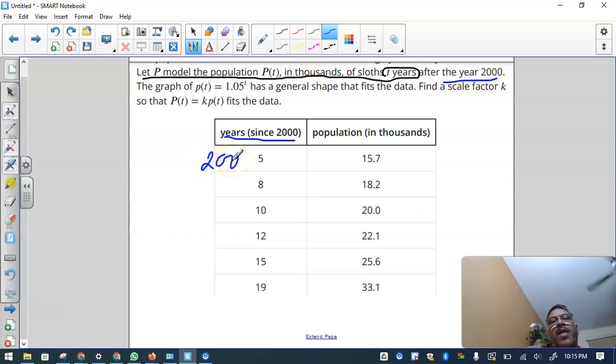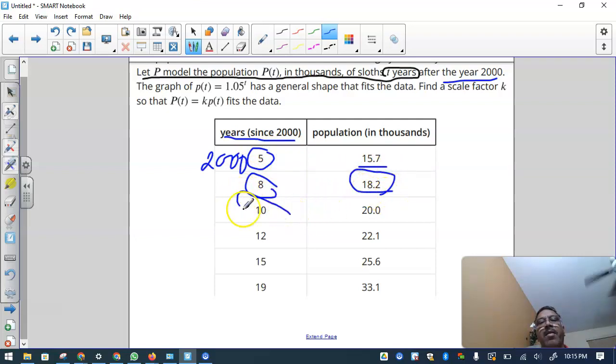Okay. So 5 years after this, this is 2000, and some data is given. The population 5 years after 2000, that's the population. This is the data, and we need to write down for this data what the new function is, and that new function is this one.